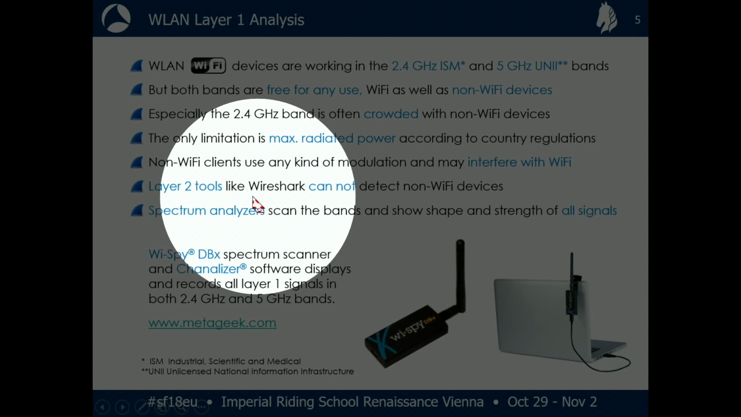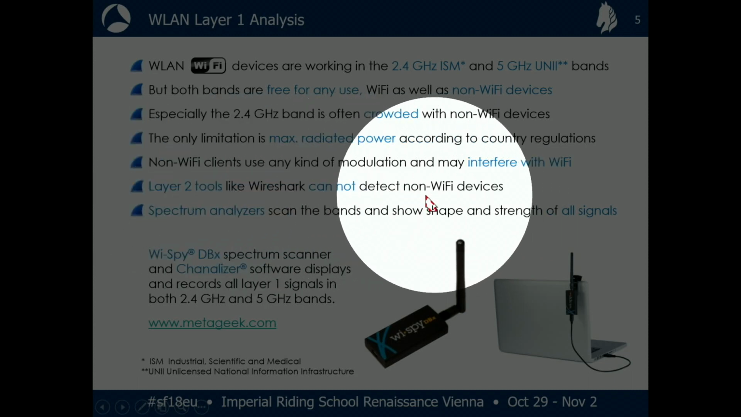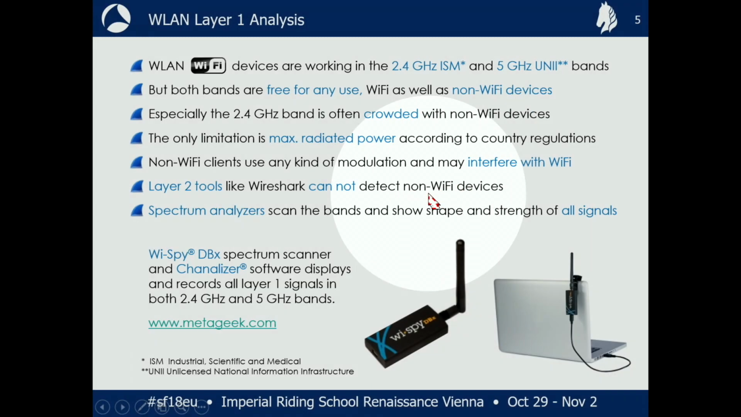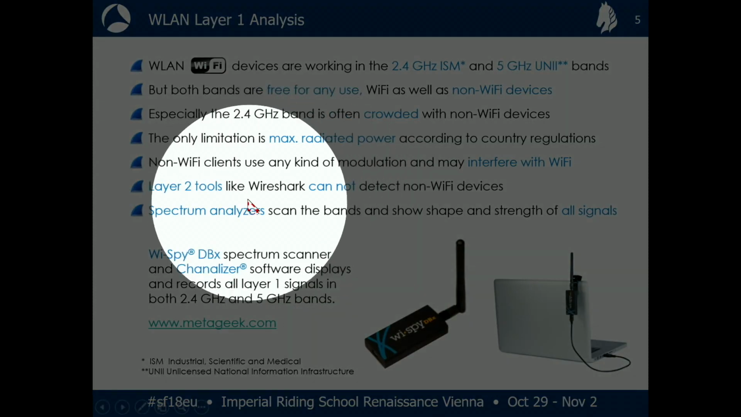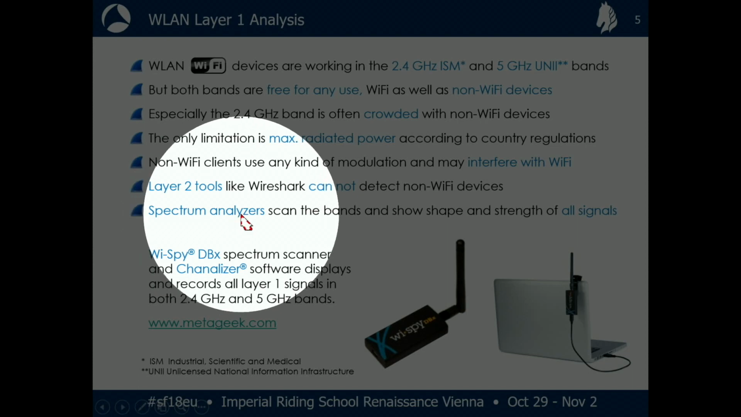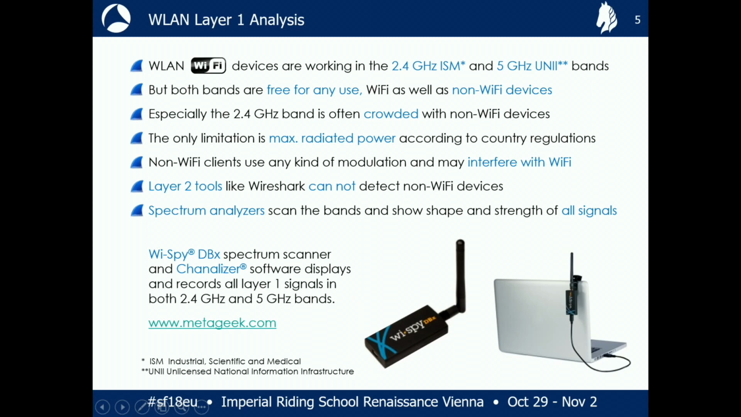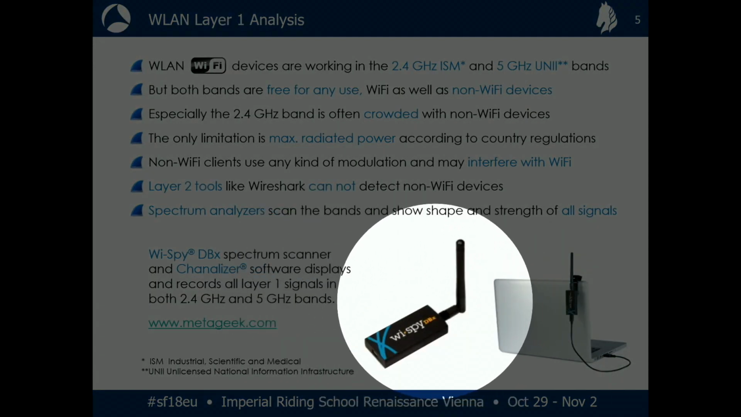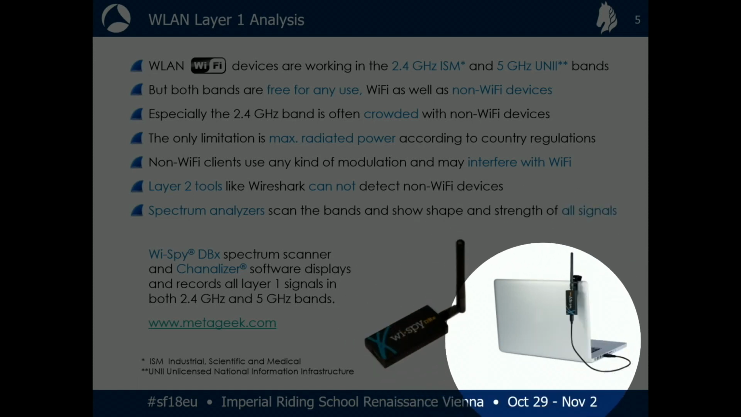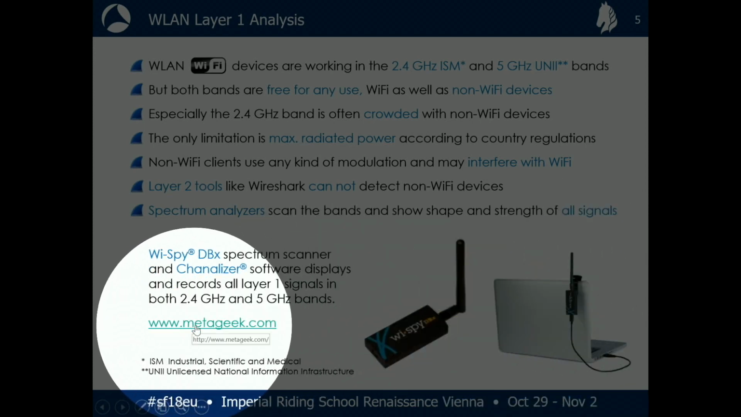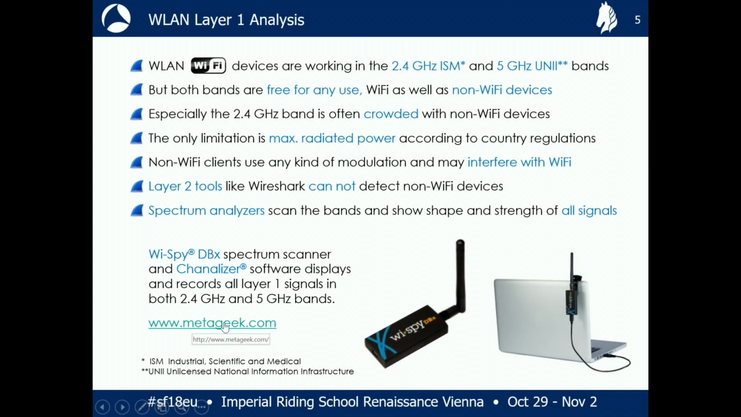One more time, Wireshark cannot detect these non-Wi-Fi devices. It's not possible. You need a so-called spectrum analyzer, which works on layer 1. And there are different tools available, more or less expensive. One of the most frequently used is this Wi-Spy, which is available as an additional device which connects to your USB and comes with a software. It's from MetaGeek. And if you're looking for non-Wi-Fi devices, then this may be the tool, and I show you how it works.